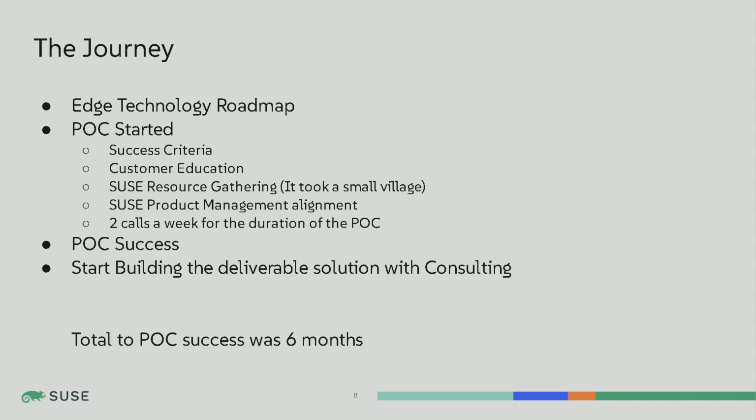We started talking success criteria. There was a fair amount of customer education. These guys were really good at doing Windows kiosks. They knew how to manage them. They were doing some really cool disk manipulation pieces, disk partition manipulation. They knew that part inside and out. Move them over to Linux, it's a whole new world.